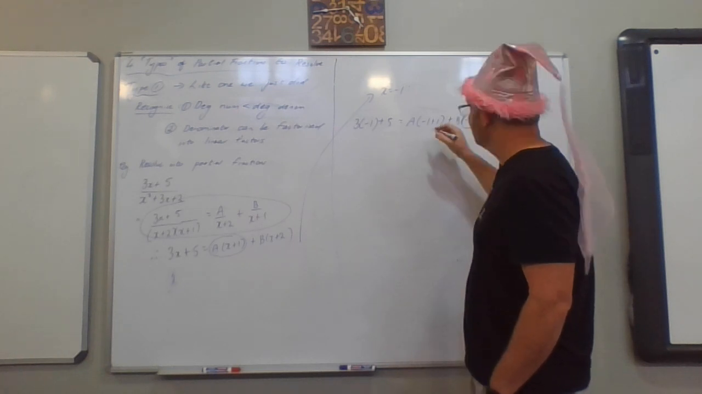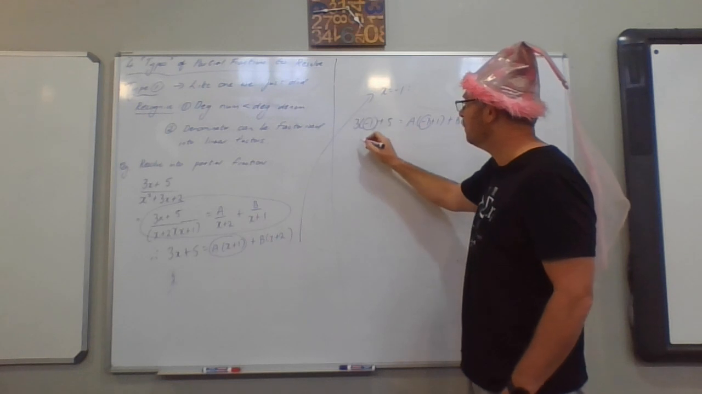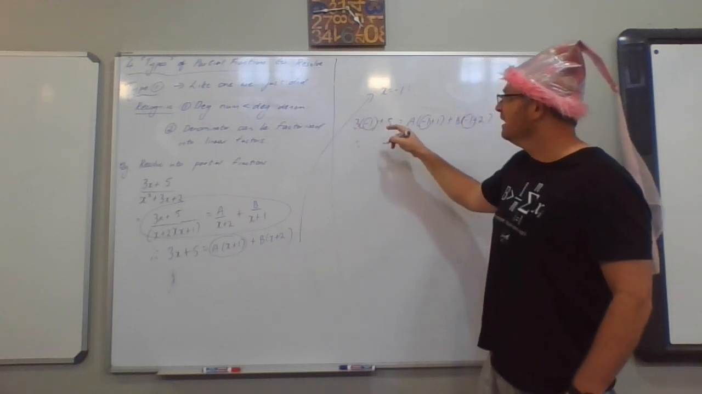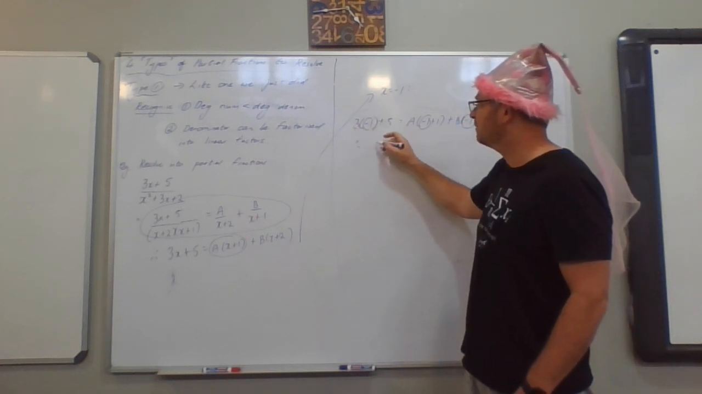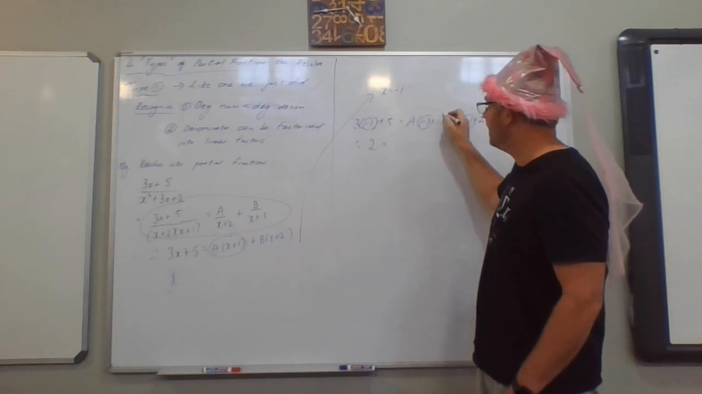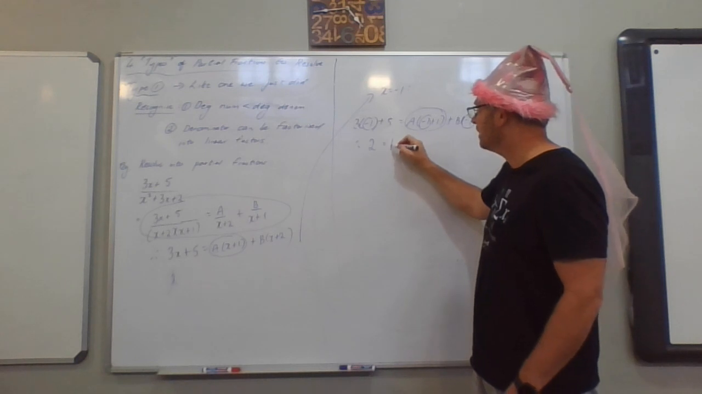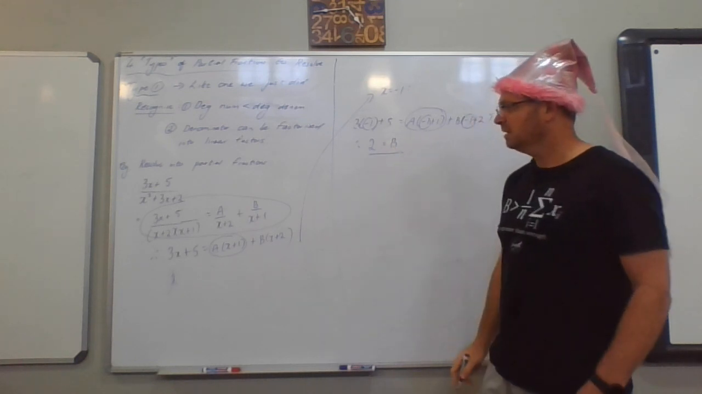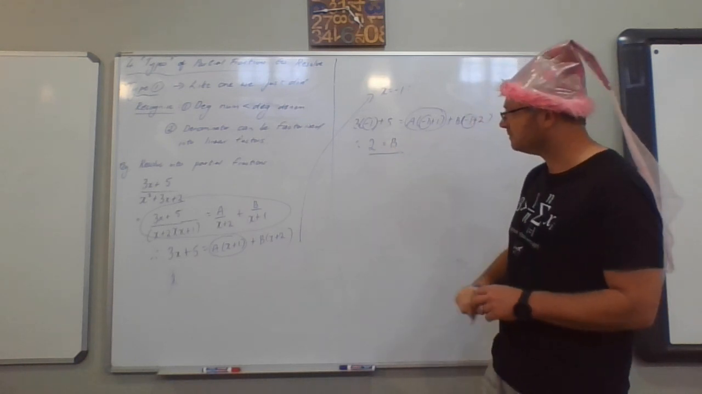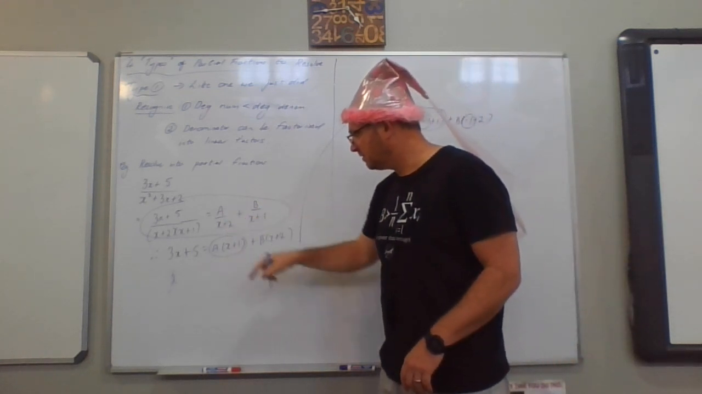Every single x I've replaced with negative 1. When I simplify that, I'll get negative 3 plus 5, which is 2. The a will disappear because that's 0. And I'll get negative 1 plus 2 is 1. So I'll get b is equal to 2. I'm not done because I've still got to solve for a.